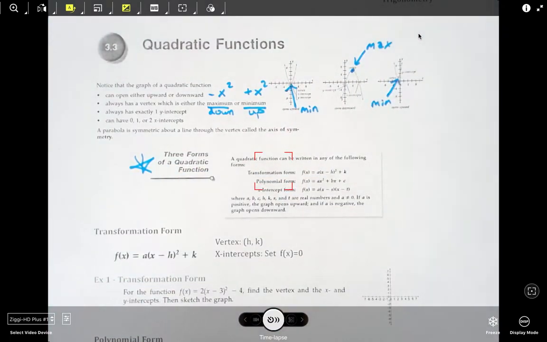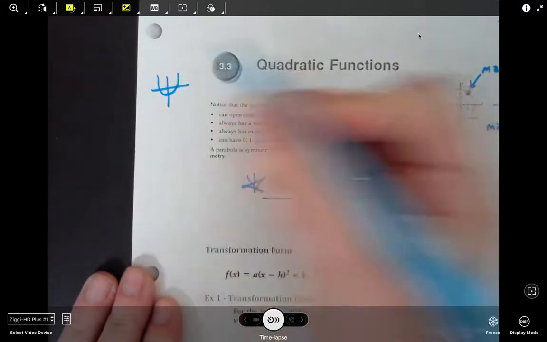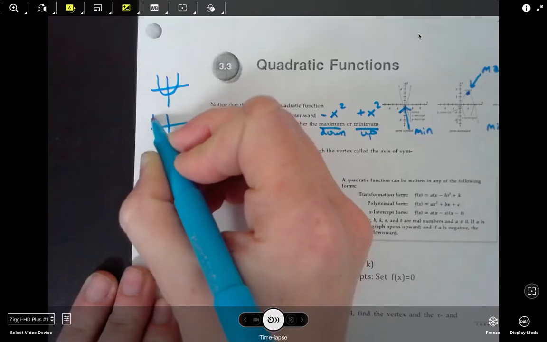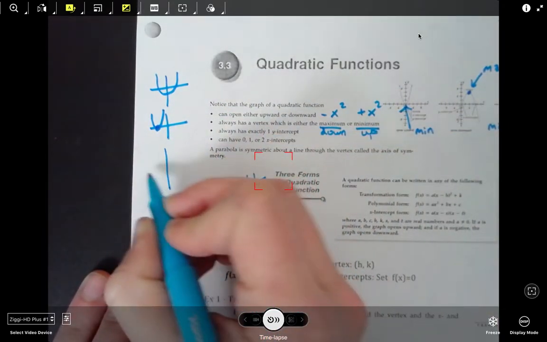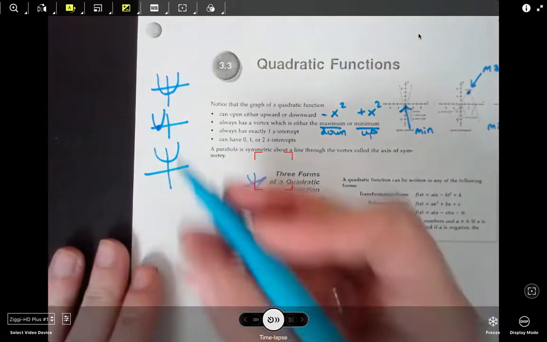All right, the third bullet point says it always has exactly one y-intercept, okay? Now, how many x-intercepts can a quadratic function have? Two at maximum. He could look like this, okay? Or you could have one, where his vertex is just touching the x-axis, or he could have none. But this bullet point says that he can only have one y-intercept.